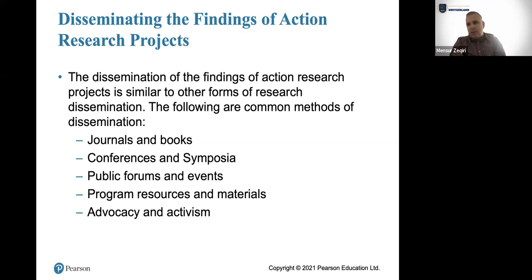And the dissemination of findings from these kinds of projects is done the same as with other research projects. These are some of the main places or methods that we can use to disseminate information or to find information from these action research projects. The same, we can use journals and books. This is the most commonly used and traditional dissemination strategy, especially in academia. So this is where we find most of the articles.